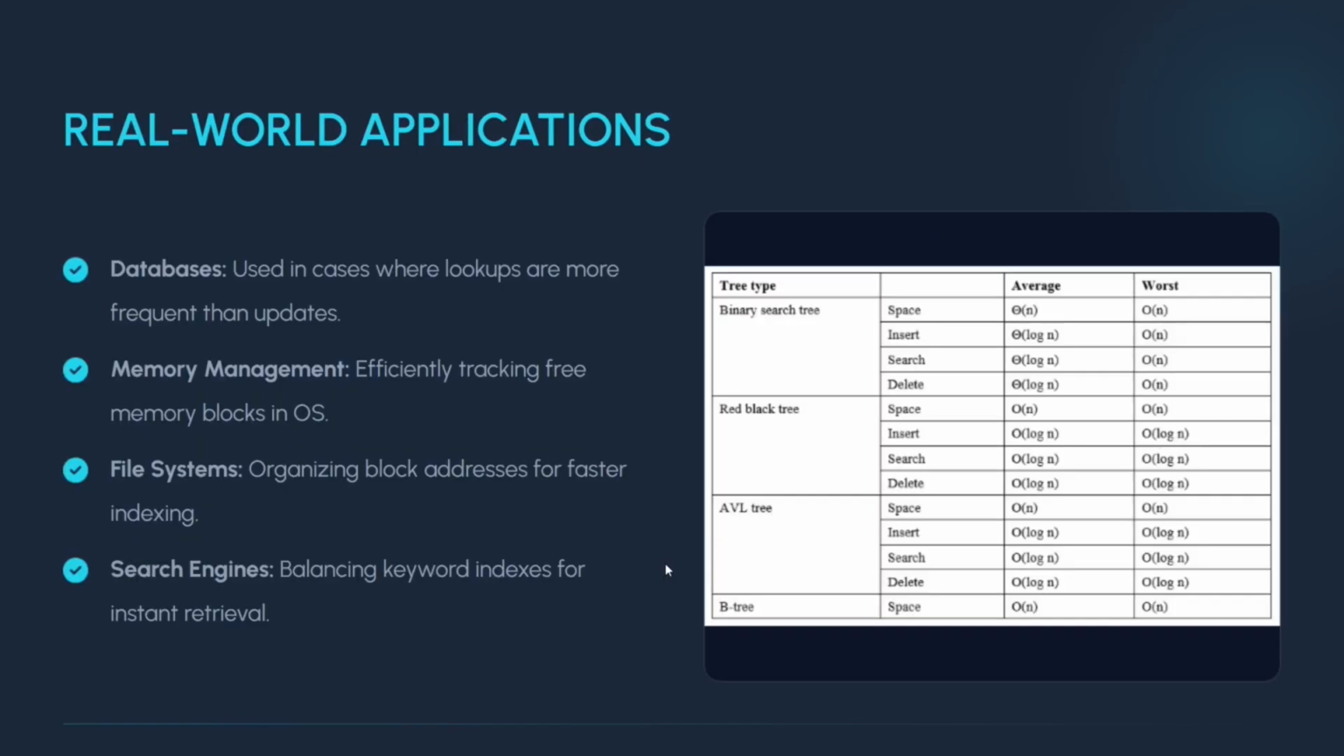Next is real-world application. AVL trees are used in many real-world applications. They are used in database, memory management, file system, and search engines. These applications require fast searching and efficient data organization. So that's all. Thank you.